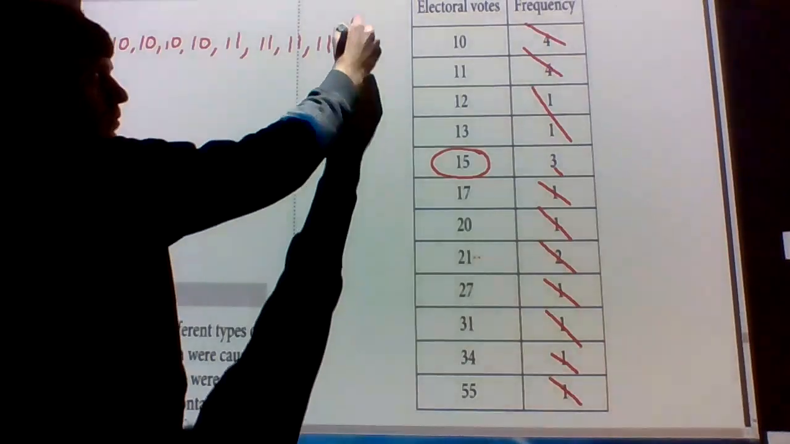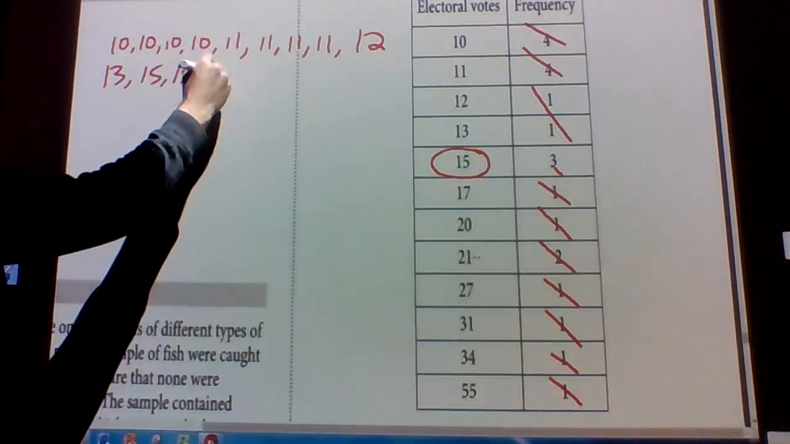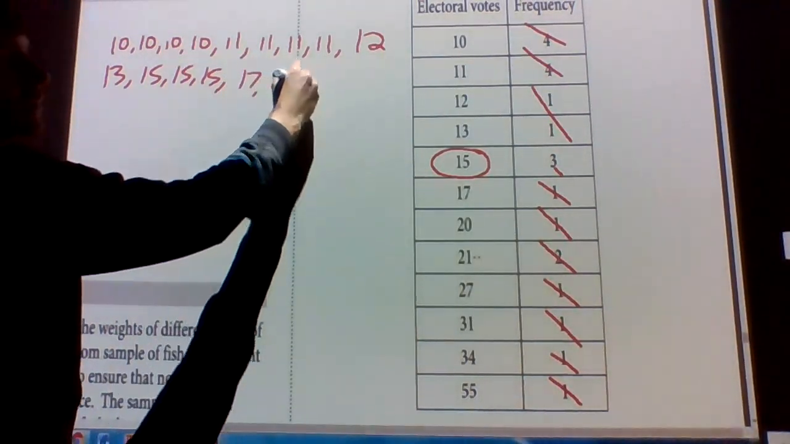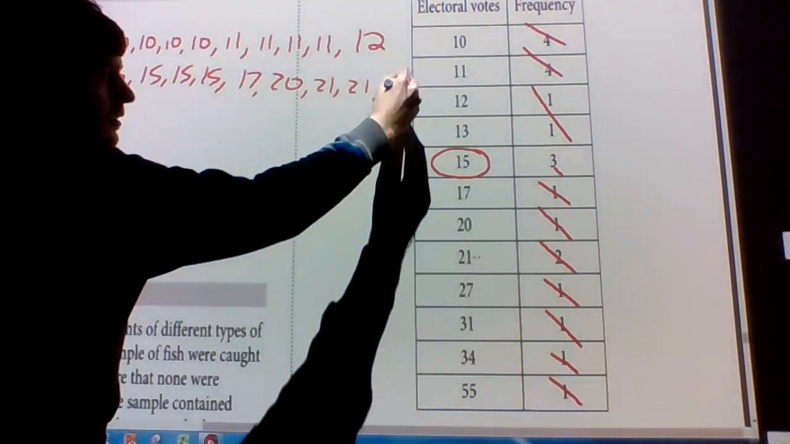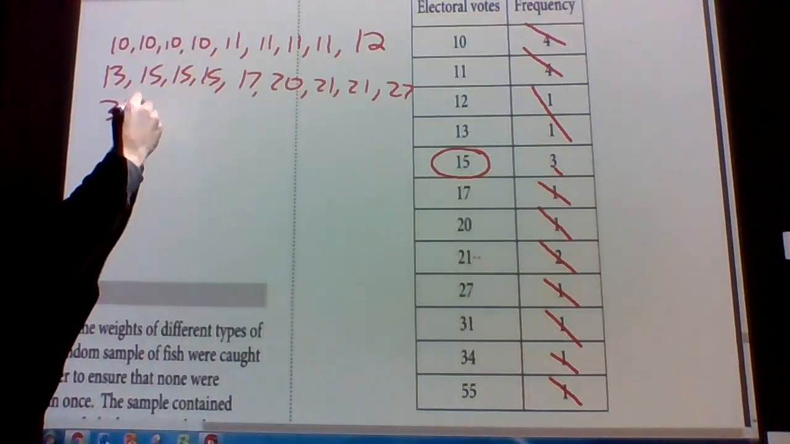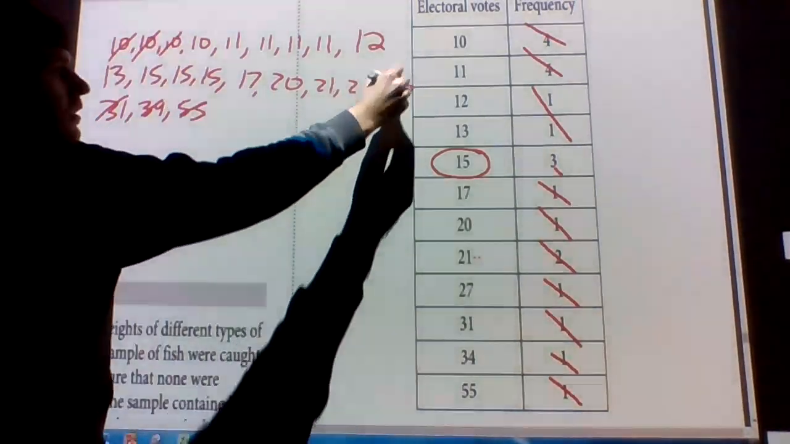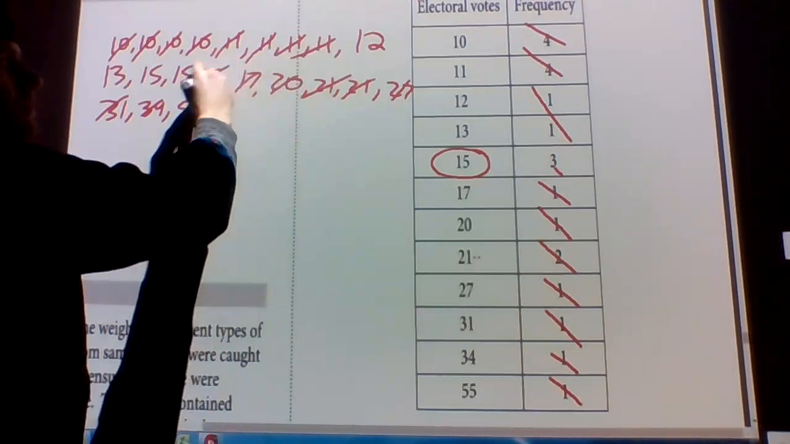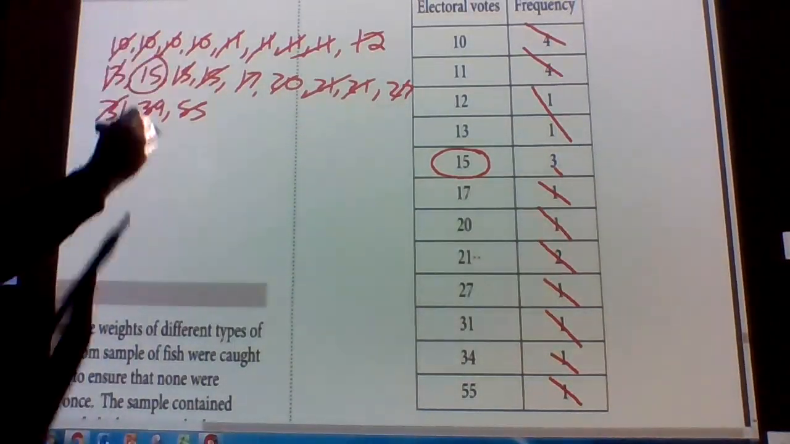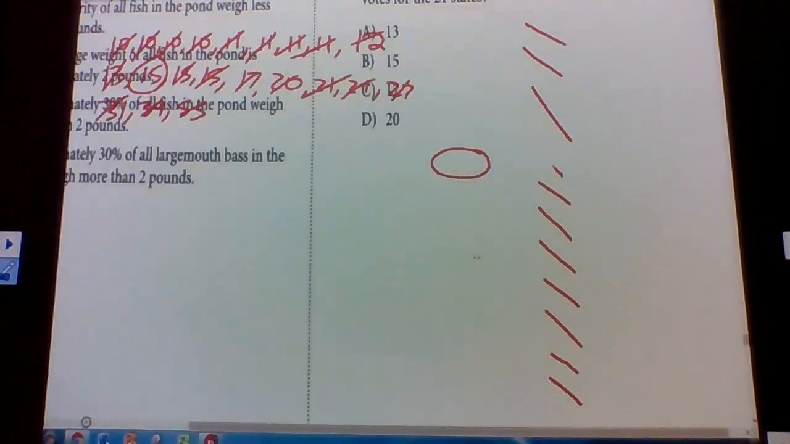If you want to write them all out though, we can do that. 12, 13, 15 occurs 3 times. Then you have 17, 20, 21 twice, and then 27, 31, 34, 55. And then we can cancel them off one by one from the front and then the back. And you're left with the median number of 15. Which is option B.